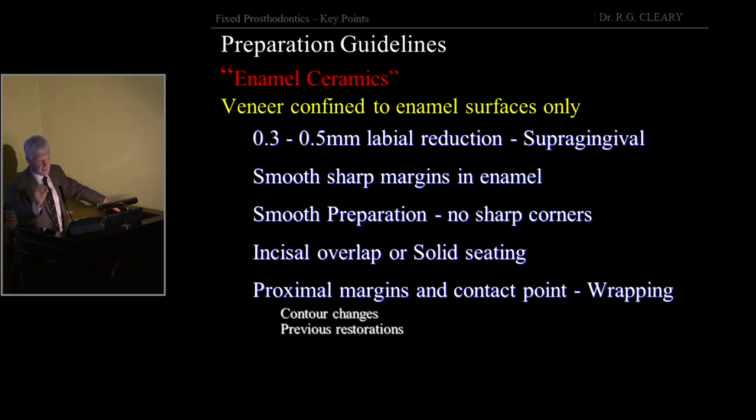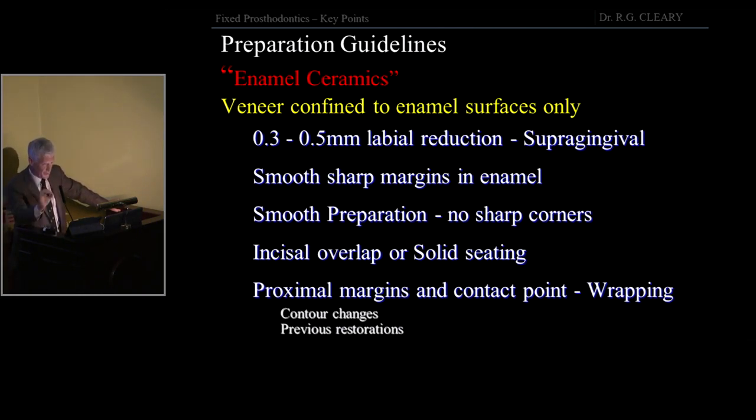0.5, you're getting into removing all the enamel in the cervical aspect of the tooth. Go back to your dental anatomy and think of how much enamel is present at the cemento-enamel junction. It tapers out to almost zero. If you're going to make the veneer fit, it can be supragingival. And I'll show you the reason for that in the next segment of this discussion. We want smooth, sharp margins in enamel.